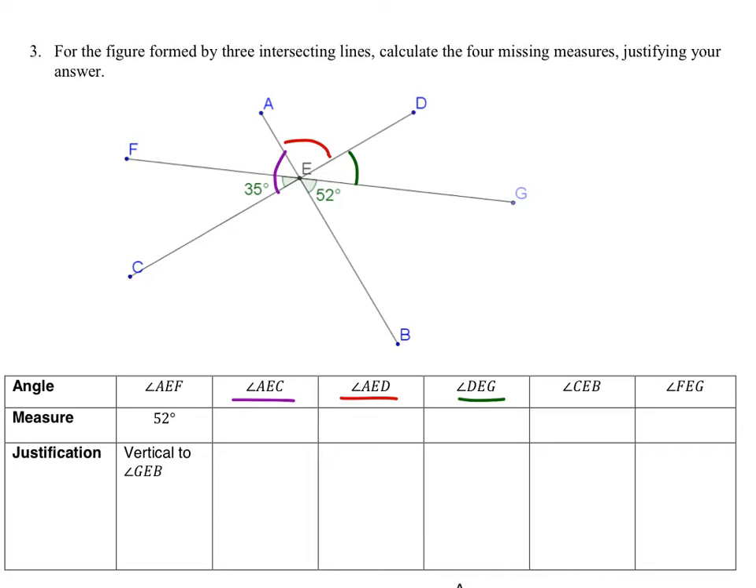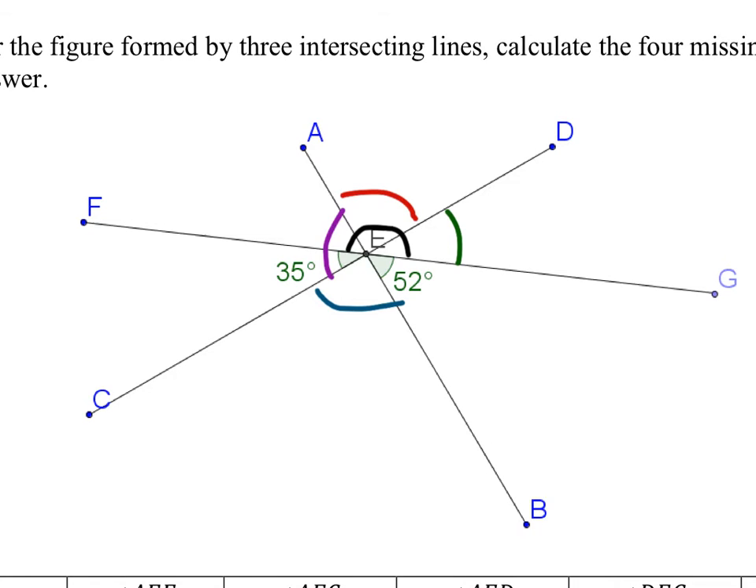CEB is this one, which is in gray. And then we also have this one, FEG, which would be this whole thing like this. Alright, let's make this bigger so we can work with it. So let's start with the purple one.